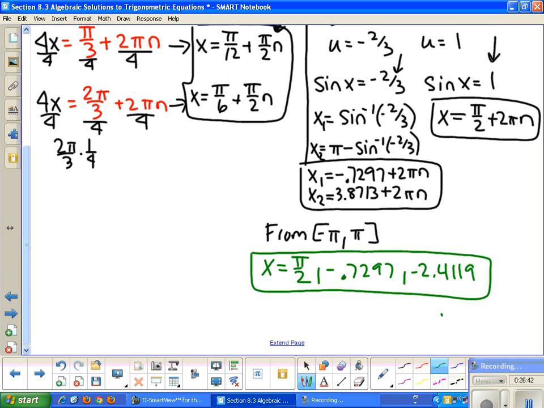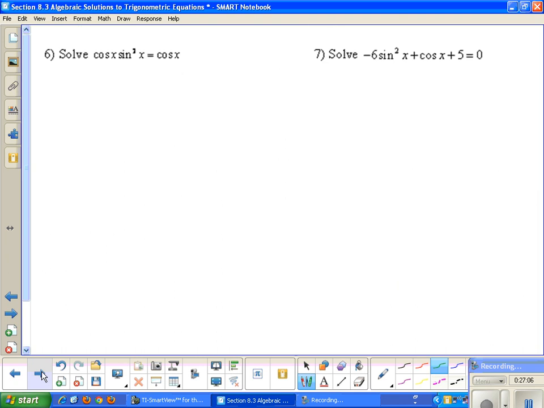If it asked me to find all of the solutions, then I would use these two answers. But again, if I only want it on a specific interval, I have to be very careful. And again, this one was not on the interval from negative pi to pi. So I had to subtract 2 pi from that answer to get this right here in order for it to be on that specific interval. All right, so let's go to the next question.